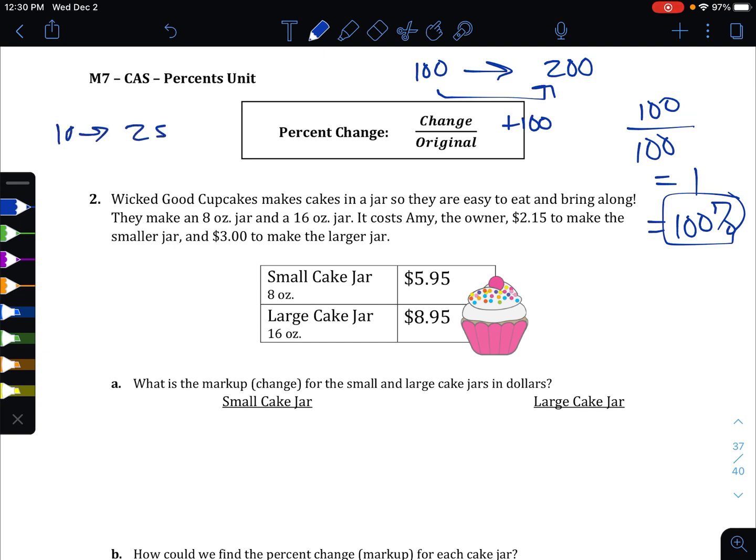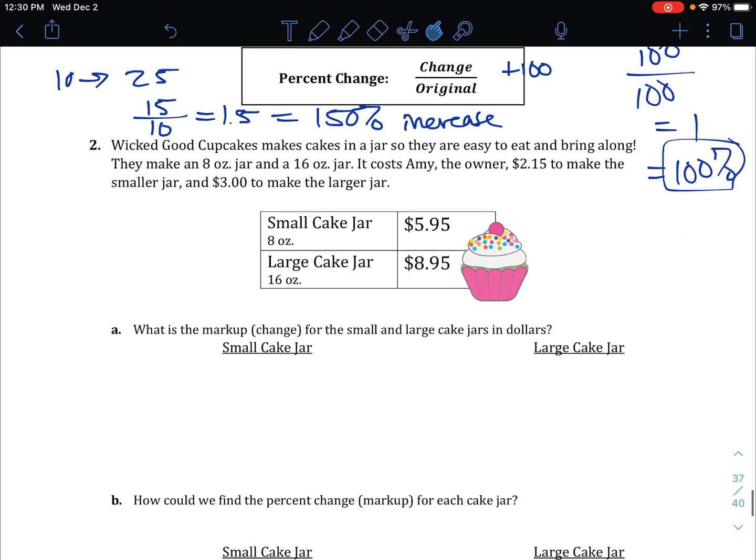Let's do maybe about 10 becoming 25. What would that percent change be? Well, the change would be 15 from 10 to 25 divided by the original, which is 10. So that would be 1.5, which as a percent is 150%. So that would be 150% increase. If it decreases, it would just be a negative number here. So the change would be a negative change, which would then just be a decrease for the percent change.